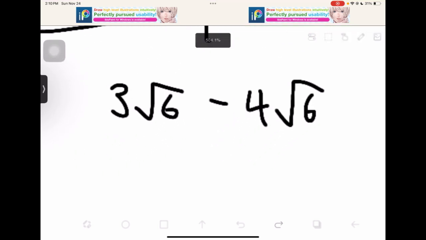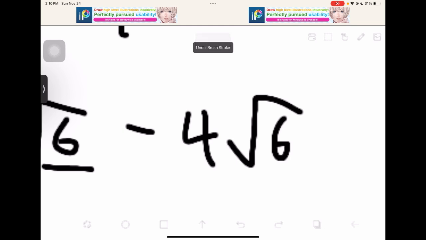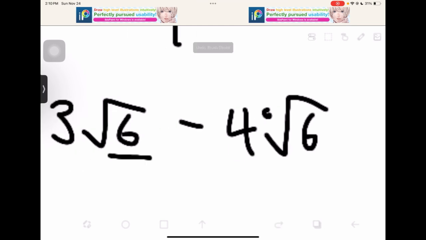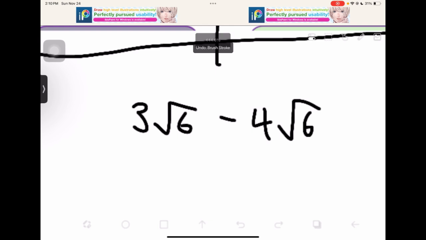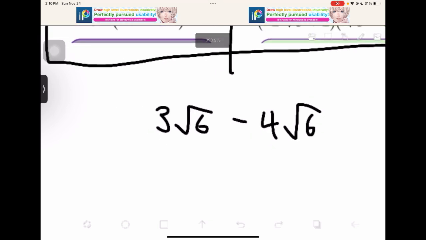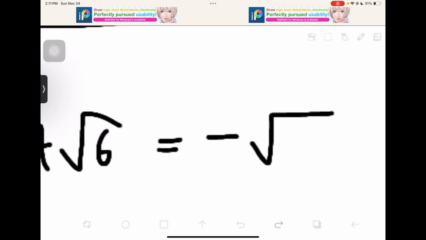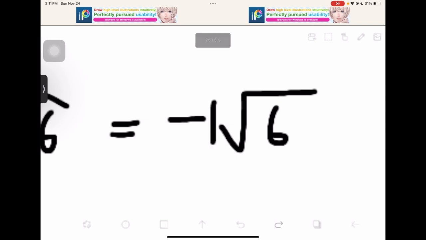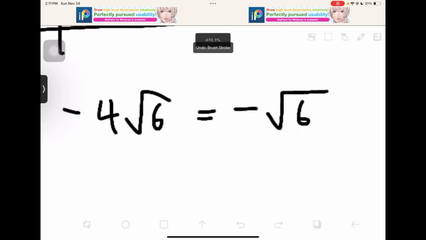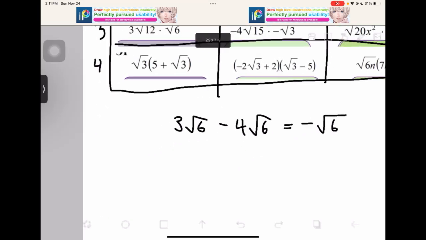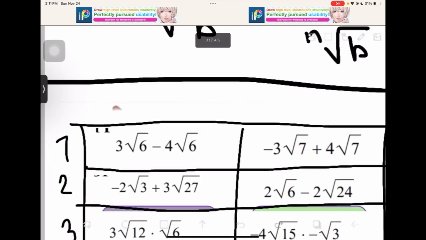Now, we want to check if both numbers in the square root are the same. They are, and both have the same index. In this case, it's 2. It's just not shown here. But once again, if there's no index, it's 2. If those requirements are met, we can immediately just subtract the 2 numerical coefficients here. So it's just going to be 3 minus 4, which is equal to negative 1. Negative 1 square root of 6. Then it becomes negative square root of 6. I'll just put ABC here.